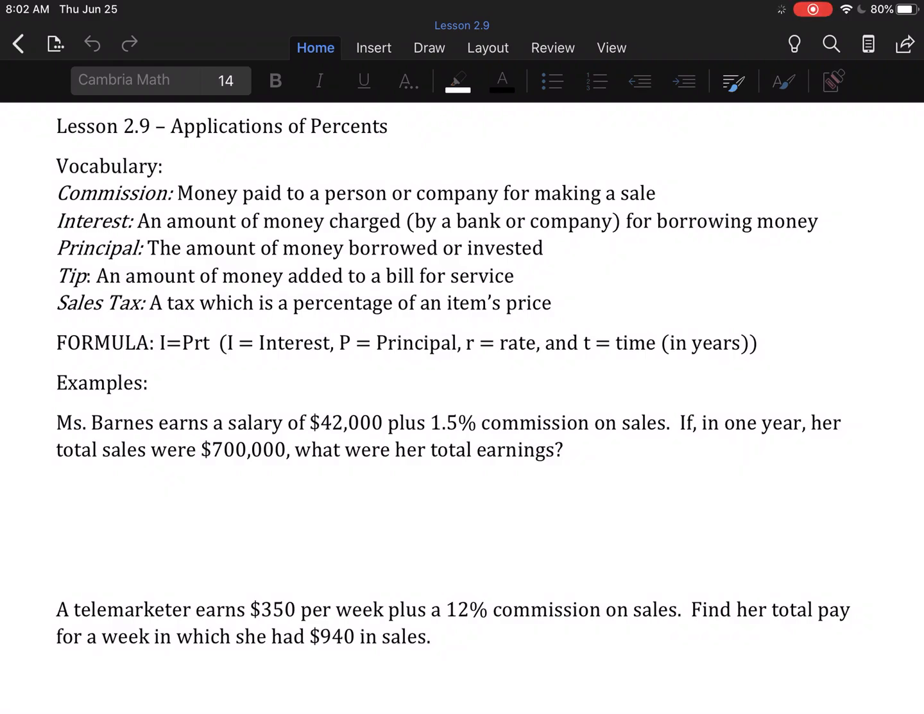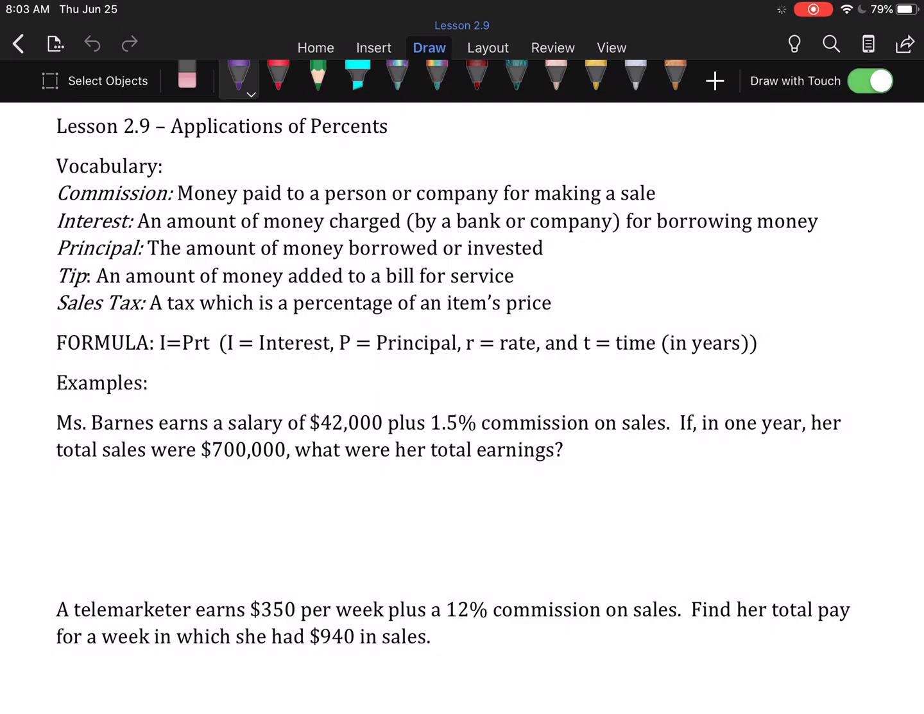Okay, so section 9 of chapter 2 is applications of percent, and this is going to be things involving commission, interest, tips, sales tax. We did a lot of this stuff in chapter 8 of pre-algebra, and I will have either given you or made available through Classroom a color-coded formula sheet. That'll help make this lesson, I think, a bit more digestible. So, just a bunch of word problem examples.